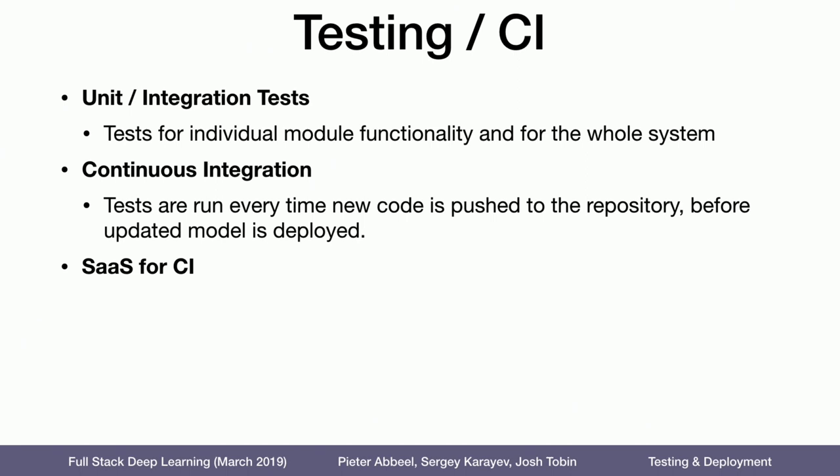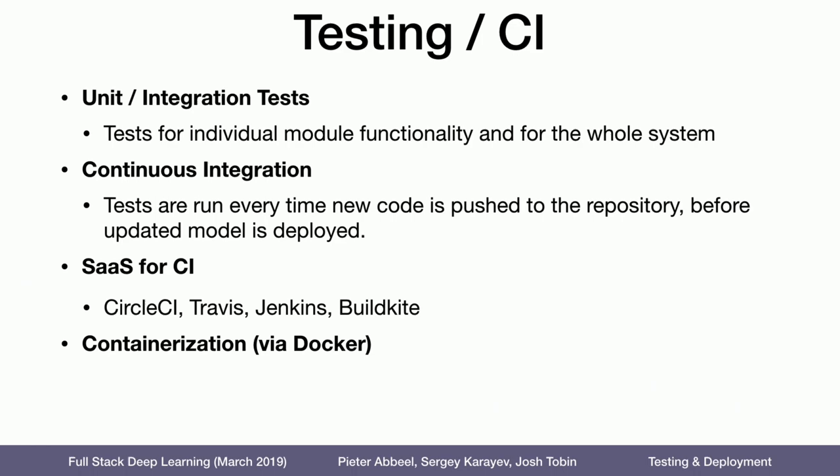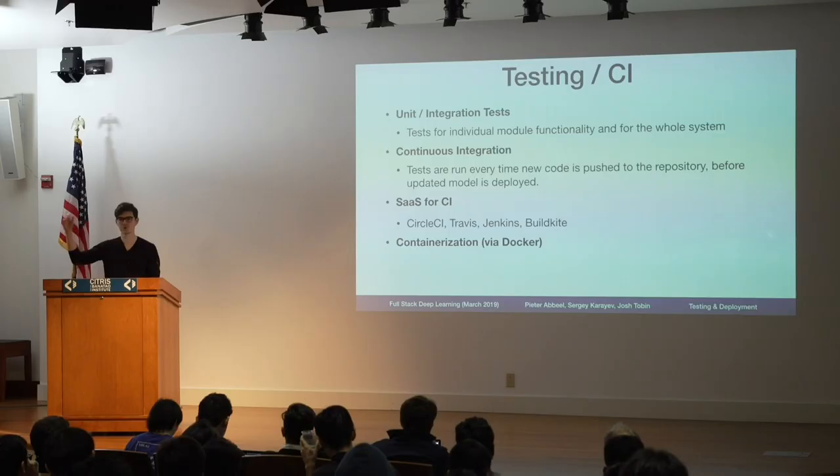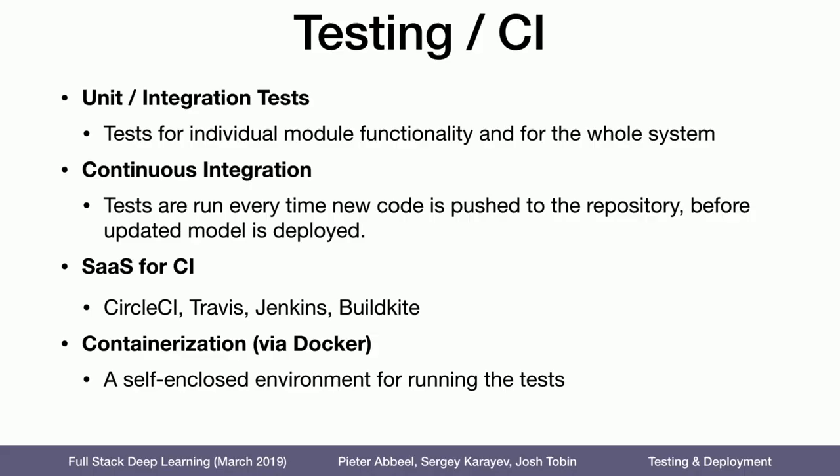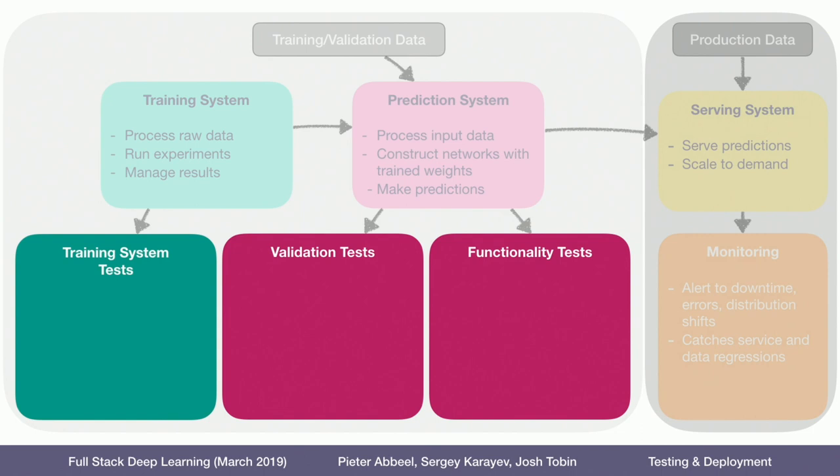So there's software as a service for continuous integration, like CircleCI, Travis, Jenkins, or BuildKite. And then there's an important concept of containerization when it comes to testing. Because you're running on usually someone else's infrastructure, you have to package up all of your system dependencies and versions into something that they can take and test. And Docker has emerged as the standard solution for this. It's a kind of self-enclosed environment for running the tests that's very lightweight, very fast to use.